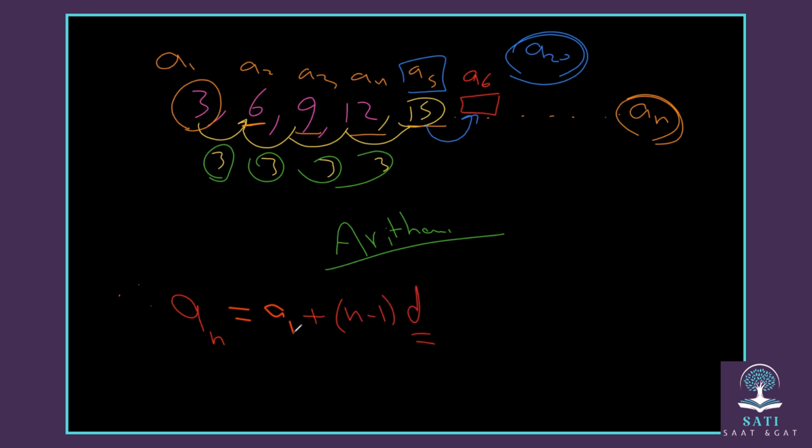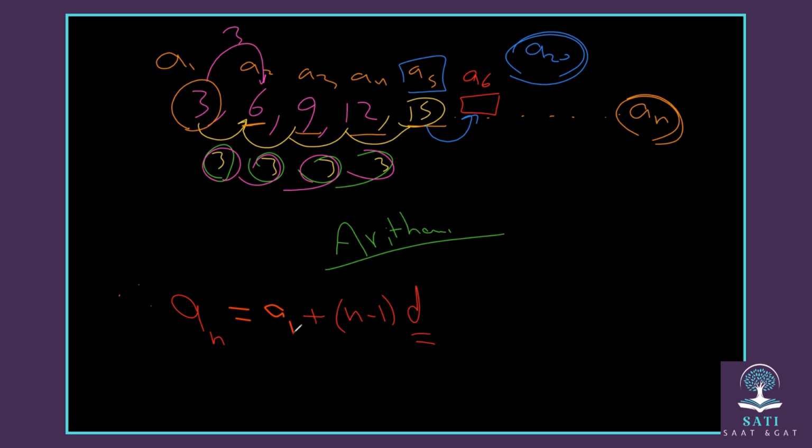What is d? d is the difference between each two consecutive terms. So here, between 3 and 6, the difference is 3, right? So this one is 3, 3, 3, 3. We call it the difference, because it is the difference between two consecutive terms.